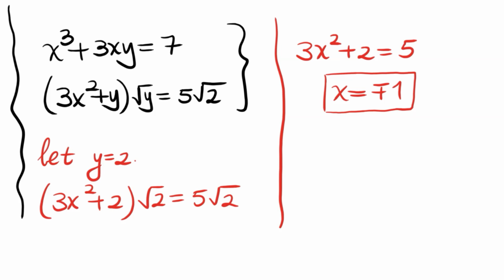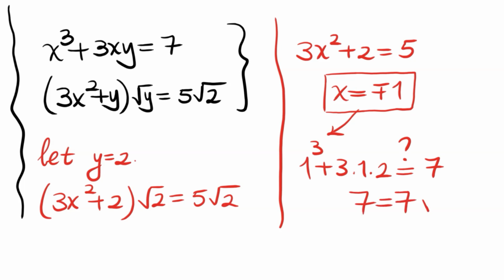Let's try x is equal to 1 in the first equation. 1 cubed plus 3 times 1 times y, which was 2. Whether this is equal to 7 or not. Yes, this is equal to 7. That's correct. But if you check the negative possibility, you will see it doesn't satisfy our equation. Negative 1 cubed is equal to negative 1. 3 times negative 1 times 2 becomes negative 6, so the total is negative 7. But our value is 7 here.